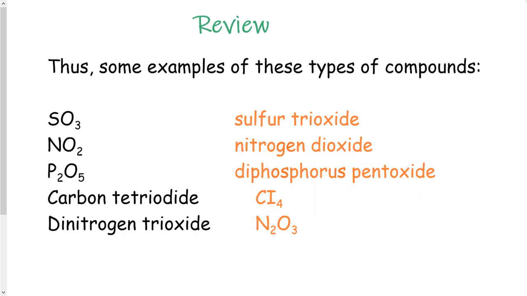So when we went through and looked at some practice problems when we did this, for example, if you have sulfur with 3 oxygens, it became sulfur trioxide. If you have nitrogen with 3 oxygens, N2O3, it was named dinitrogen trioxide.